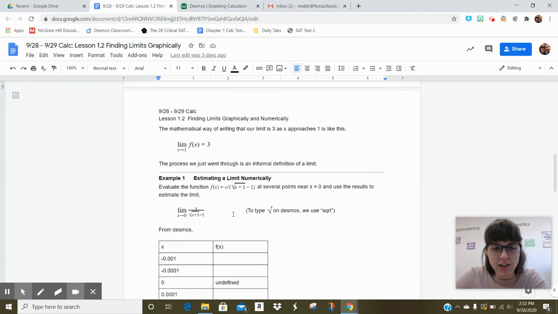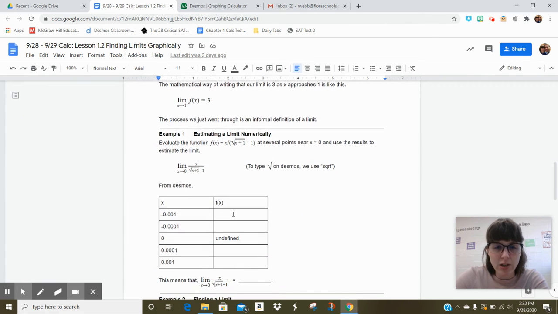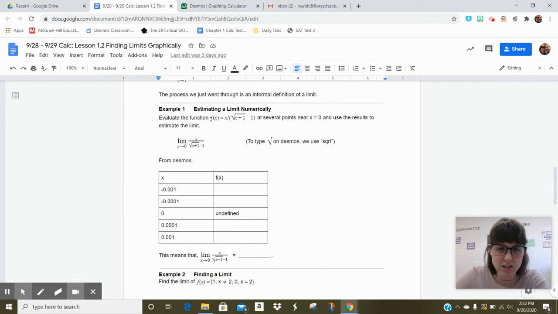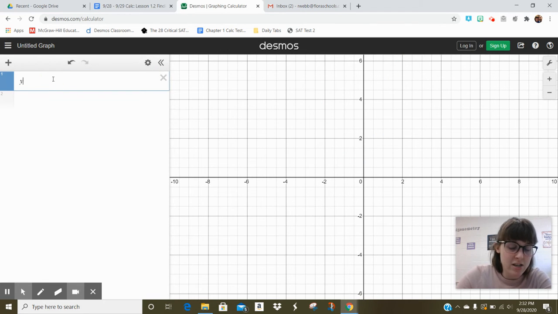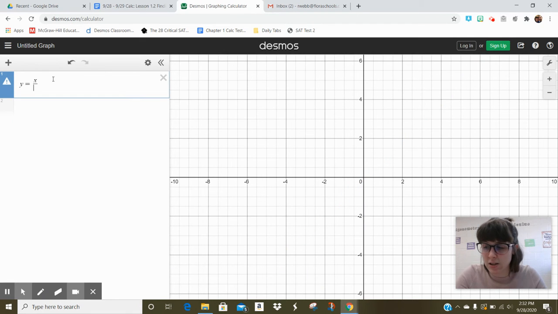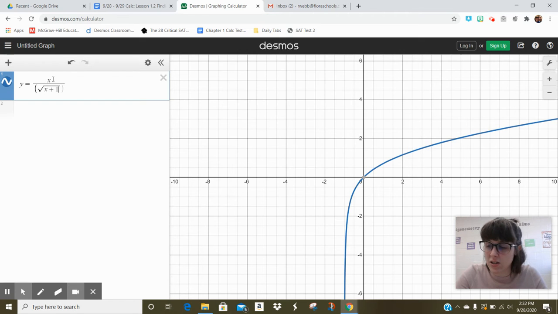Okay, so we're going to keep trying this. We're going to use Desmos again, and now we're going to type in this function right here. So we're going to type y equals. You can click the X on this, we're done with this. Click in the box, y equals x divided by, then you want parentheses. For the square root, we're going to type SQRT, then x plus 1. To get out from underneath the square root, we're going to press the right arrow key.